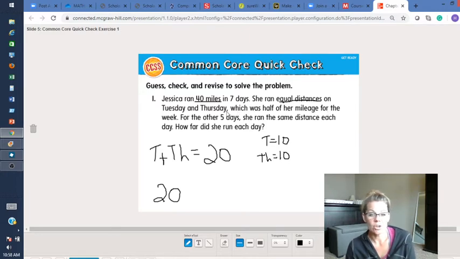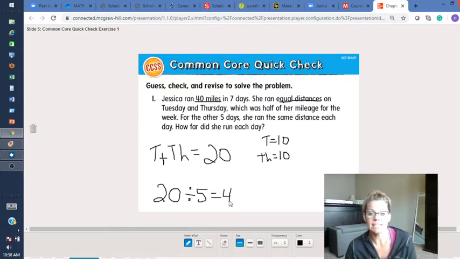And so for the other 5 days, she ran the same distance every day. So she has 5 days left. So we've got to take 20 and divide it by 5, those last 5 days, because it was an equal distance every day. What is 20 divided by 5? How many times can we count to 5 by 5 to get to 20? 5, 10, 15, 20, 4, right?